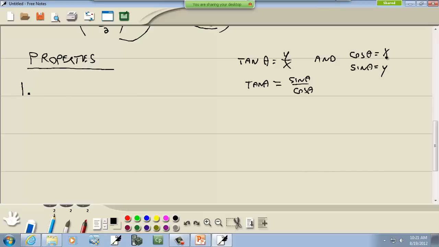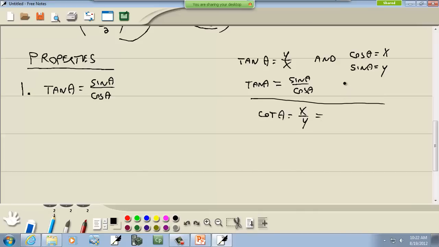We plug in these values. X is equal to this, so we plug the cosine here. Y is equal to this, so we'll plug sine in here. So that's our first. Tangent theta is equal to sine theta over cosine theta. Now we also said that cotangent theta is equal to x over y. So using the same logic, up here we said x is equal to cosine, so we'll put cosine in there. And we said y is equal to sine, so we'll put sine in here. So cotangent theta is equal to cosine theta over sine theta.